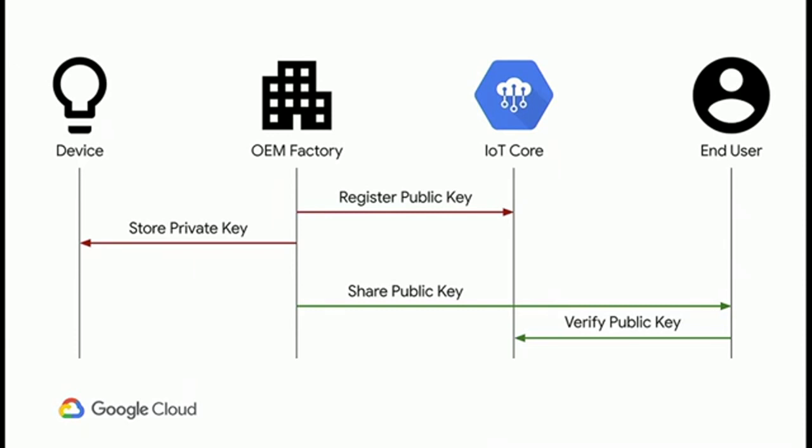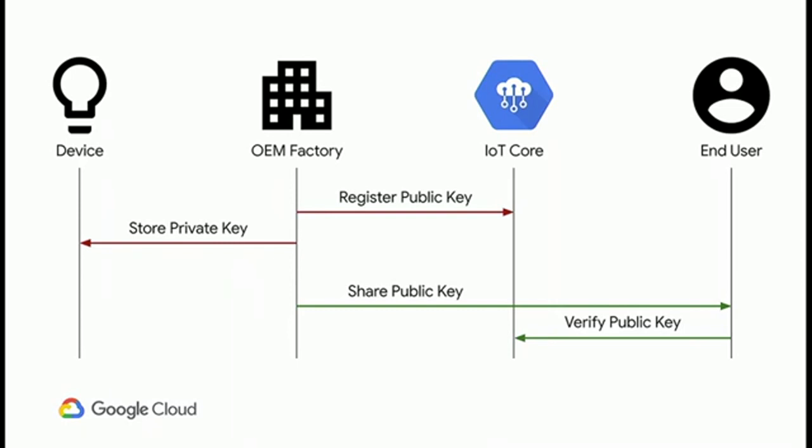But then at some point later, when the user actually takes this thing out of the box, we have to have a way for them to prove that the device they have in front of them that they're trying to register is a valid device that we know about. Okay? One of the ways that you can do that is you can share that same public key with the user so that they can provide that public key during device registration and allow us on the back end to validate that the public key matches the one that's in IoT Core for that particular device ID.